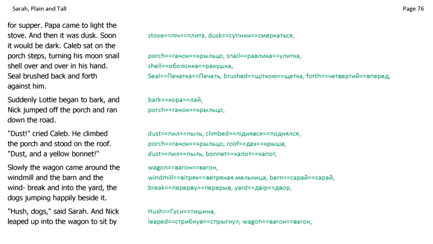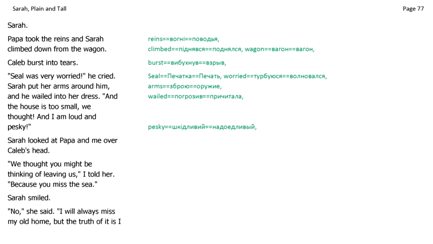Suddenly Lottie began to bark, and Nick jumped off the porch and ran down the road. "Dust!" cried Caleb. He climbed the porch and stood on the roof. "Dust and a yellow bonnet." Slowly the wagon came around the windmill and the barn and the windbreak and into the yard, the dogs jumping happily beside it. "Hush, dogs," said Sara, and Nick leapt up into the wagon to sit by Sara. Papa took the reins and Sara climbed down from the wagon.